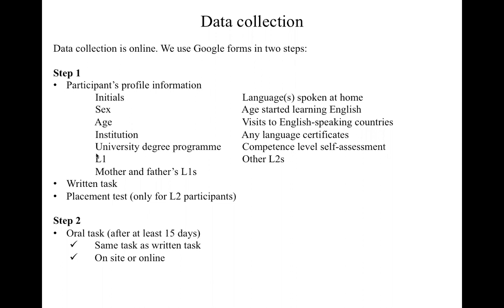Then, after they have completed this first section of the Google form, we ask them to do the written task. Right. At the moment, we are collecting for the L1 Spanish, L2 English component. We're collecting data on the film. And then, when they have completed the written task, they have to do a placement test. And then, at the end of the Google form, they can see the results. They can see the level they have according to the test, which is the Oxford Quick Placement Test for COREFL.